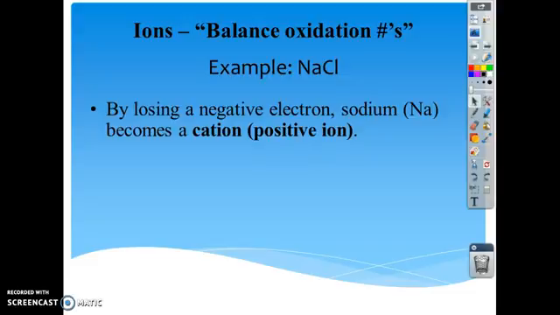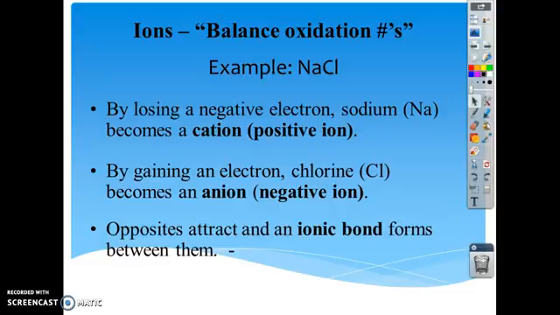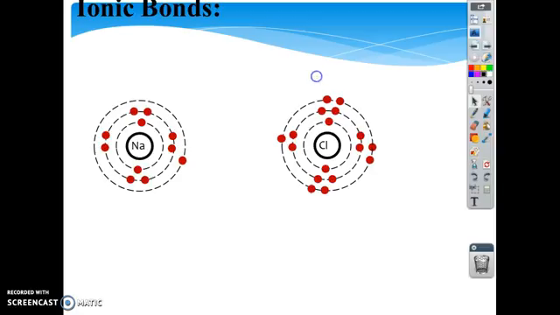But what literally happened was our sodium lost an electron and became that positive cation we talked about. On the flip side, our chlorine gained an electron and became that negative anion we talked about. Because they're opposites, they're going to attract, and an ionic bond forms between them. Here's a great example of how it works.